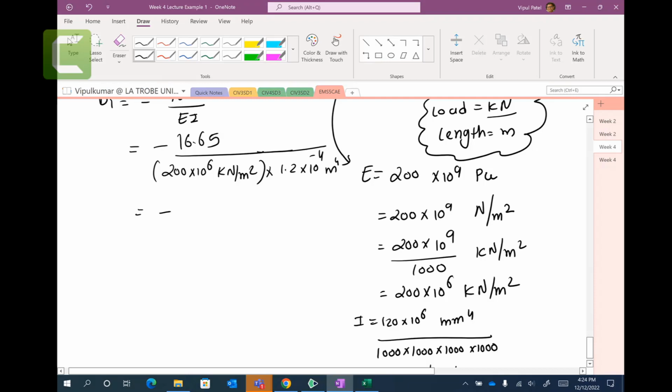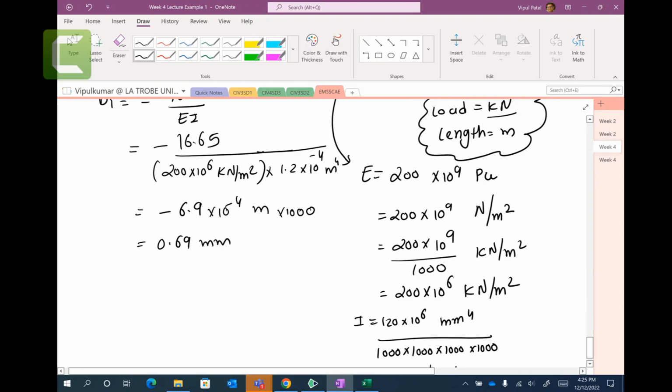So minus 16.65 divided by 200 times 10 to the power 6 times 1.2 times 10 to the power minus 4. You get 6.9 times 10 to the power minus 4 meter. And if you want it in millimeters, you can just multiply by thousands, or you can leave it in millimeters. So you get 0.69 millimeters.